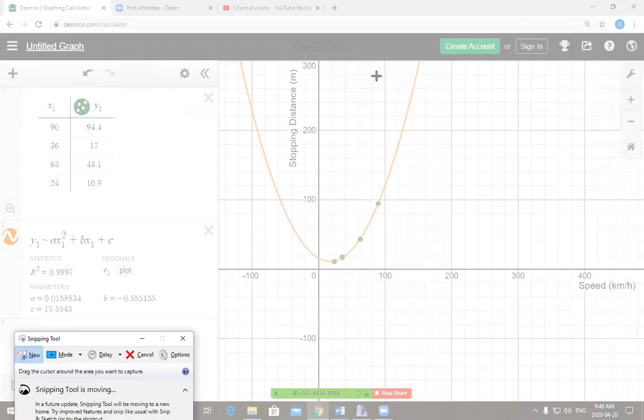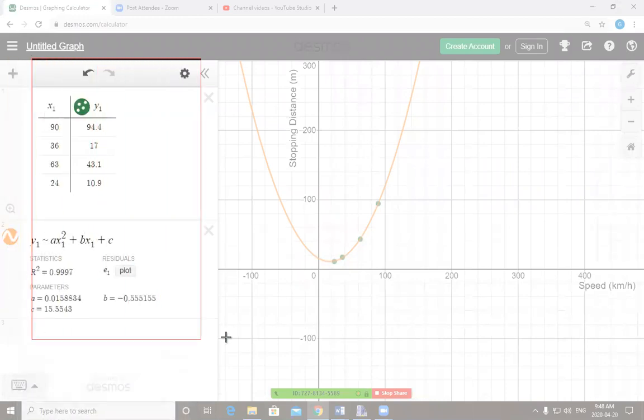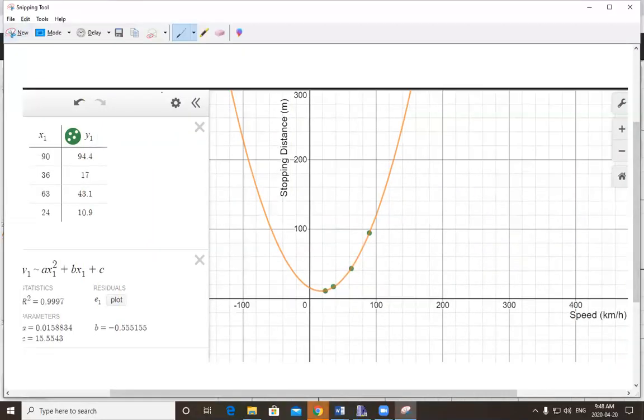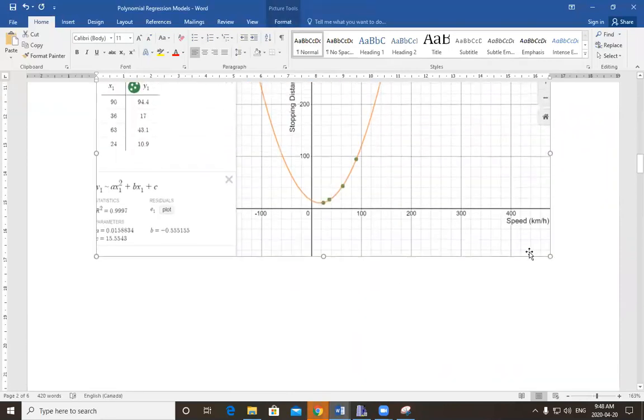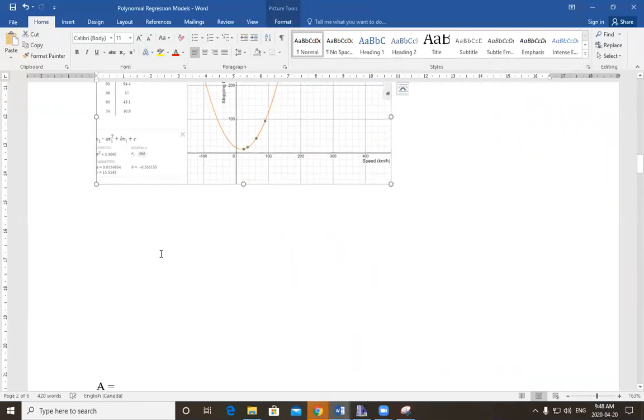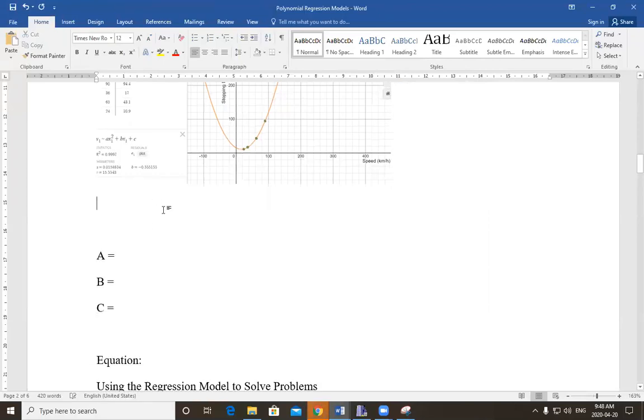So that's good, and we want to snip this. We want to capture everything here, so we'll snip it like that. Copy, and paste it into our Word doc and make that a little bit smaller. And we'll do what's next.